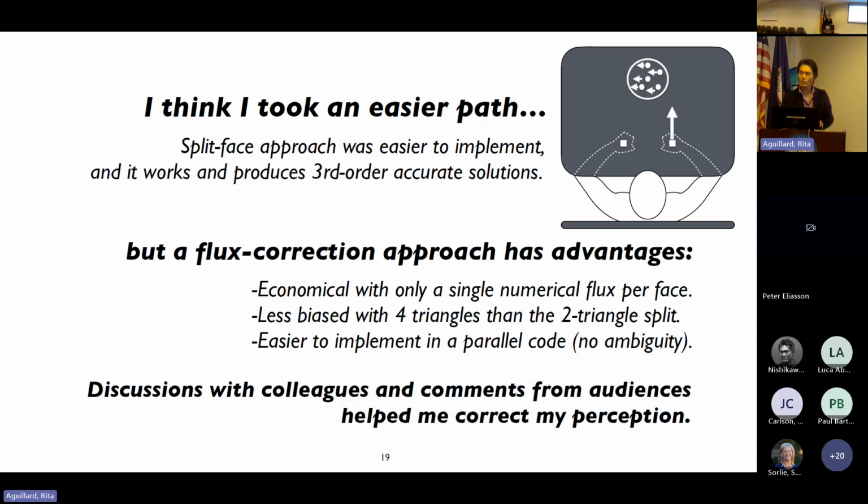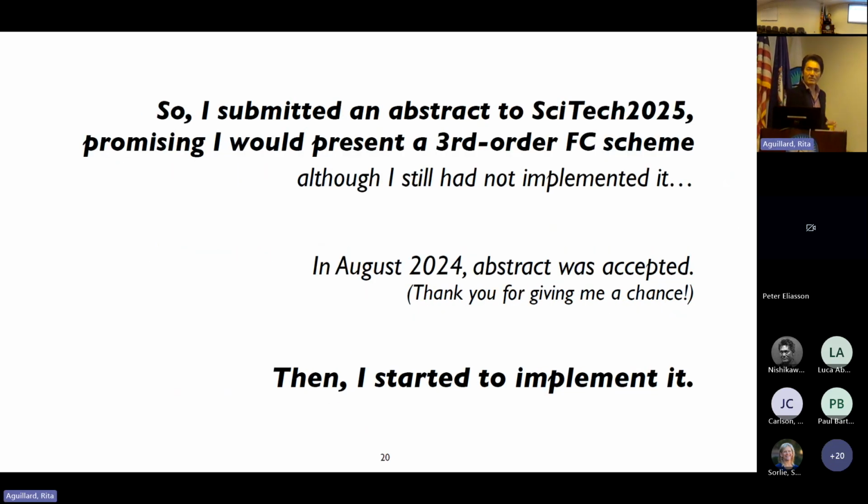So I submitted an abstract to SciTech 2025, promising that I would present a third-order scheme with flux correction. At that time, I still hadn't implemented it, but I had already derived the formula. And in August 2024 the abstract was accepted. I thanked the reviewer for giving me a chance. So I started to implement it in my code.